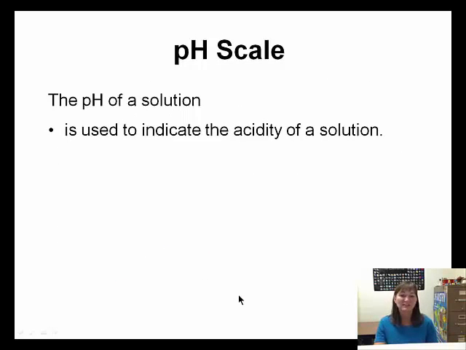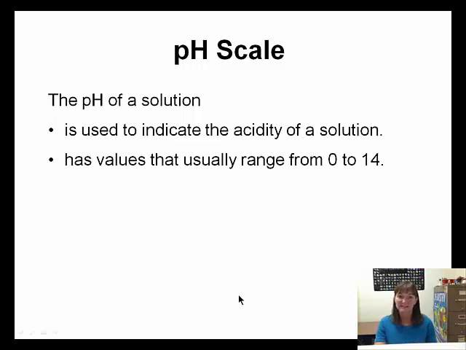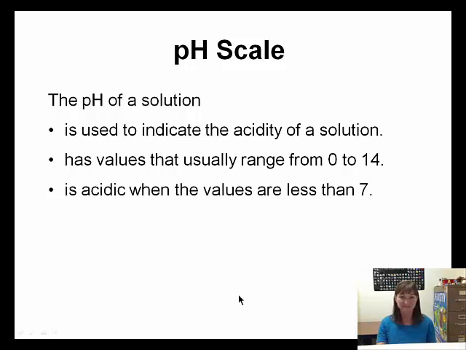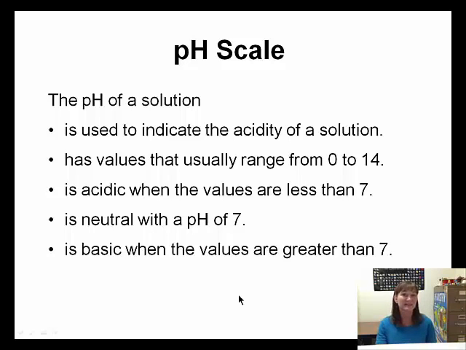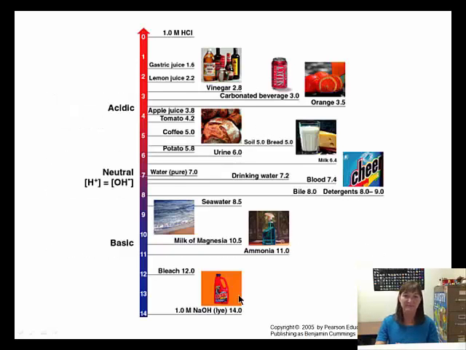The pH of a solution is used to indicate the acidity of a solution. It has values that range between 0 and 14. The pH is acidic if the value is less than 7, neutral if the pH is 7, and it's basic if it's greater than 7. So you want to have that memorized. The pH scale goes from 0 to 14. 7 is neutral, less than 7 is acidic, and greater than 7 is basic.